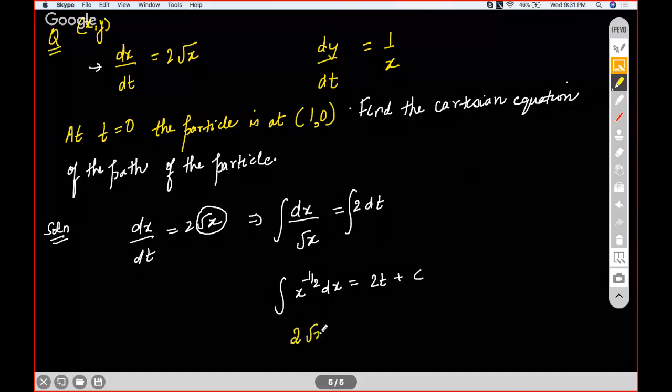Correct. Now, how do I get c? Now use the fact that when t is 0, this is your x value. X is 1. So your c is 1. No, c is 2.